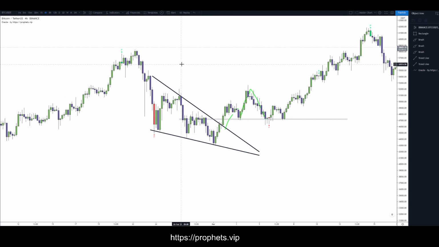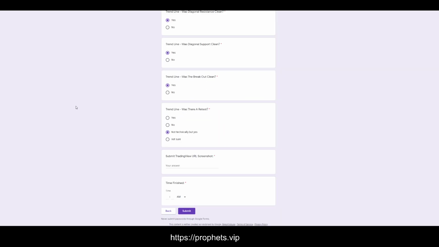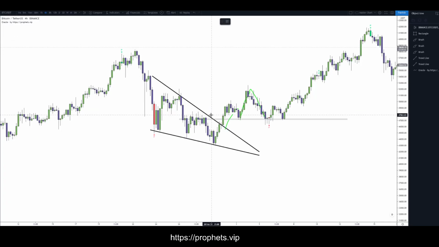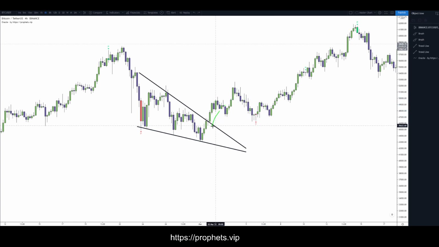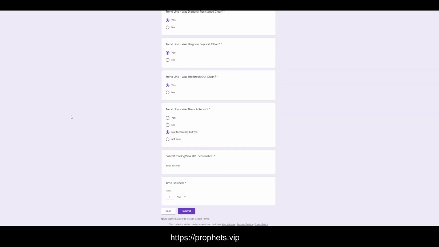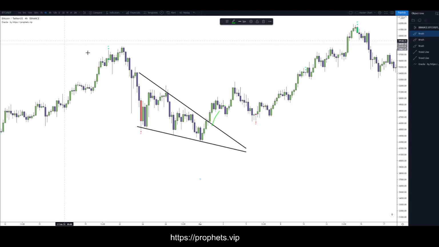So because of that, I'm going to say yes to the retest, but not technically. Alright, this is this guy here. Because we never actually retested this trend line. That would be a clean retest. This is a horizontal retest. This is a rejection of a head and shoulder through here. But it didn't actually ever come back and test this trend line. So because of that, yes but no. Alright. And then we just submit our TradingView screenshot through here.